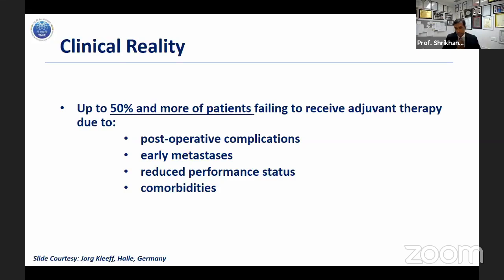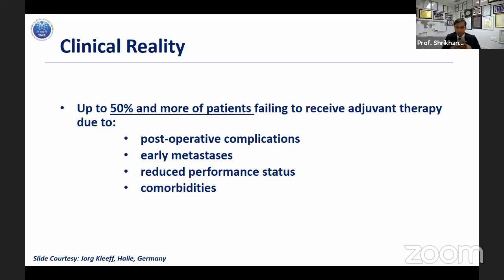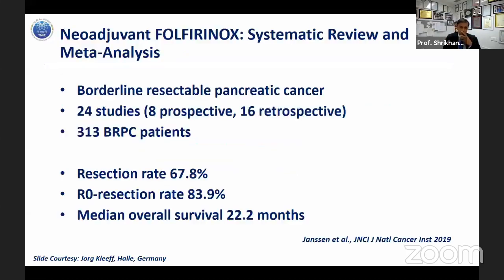But what's the clinical reality for a difficult surgery like pancreatic resection? Up to 50% or more of patients fail to receive adjuvant treatment, either due to post-op complications, which would be about 30% in the best of hands, disease recurring early, like early metastatic disease, post-surgery patient's performance status not being good, or associated comorbidities which prevent giving adjuvant chemotherapy. Which brings us to the thought process, why not treat everyone with neoadjuvant intent for borderline resectable cancer?